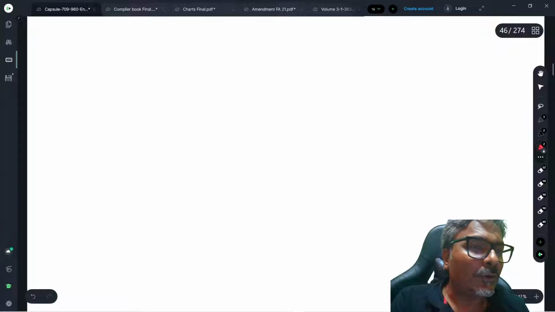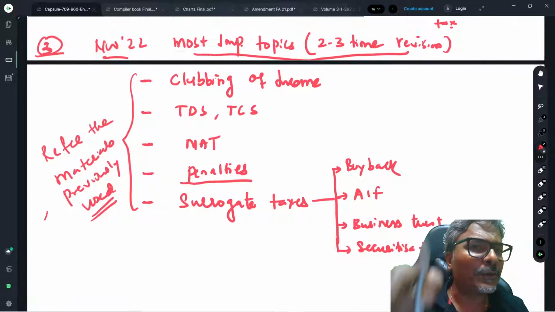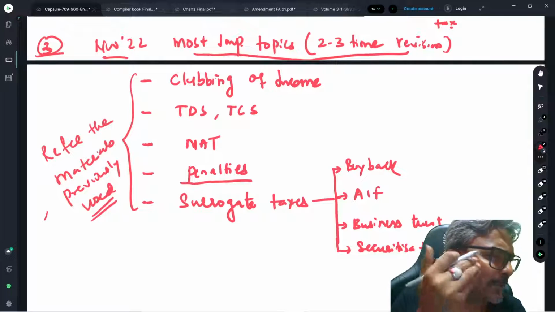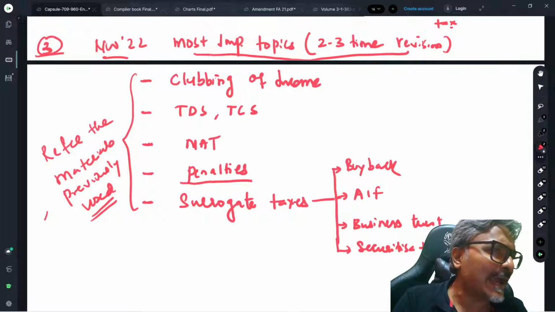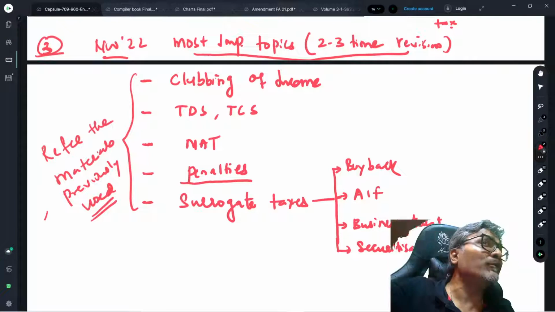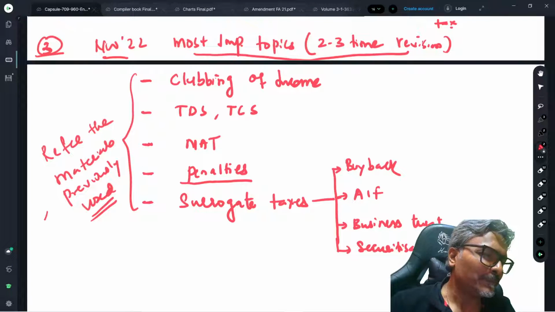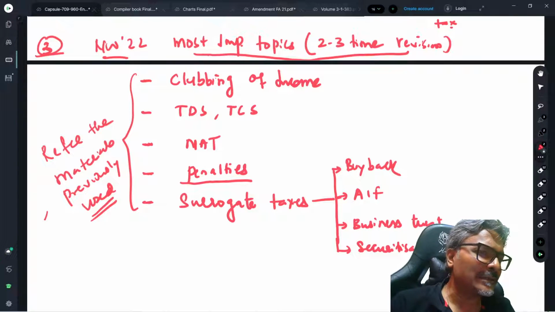Third point, students, I already have told all of you. The third one, November 22, most important topics. These are the 5. And you will remember me. Remember me, students. Today's day, Saturday. Time also, you will take a note of it. And do remember me once these topics you find on the examination: the clubbing of income, TDS TCS, MAT, penalties, and the surrogate taxes.